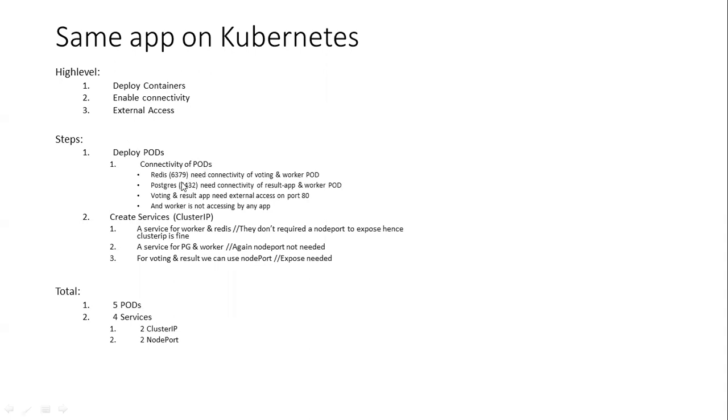For example, Redis has a port number. We need connectivity of voting to a worker pod. Postgres needs connectivity to the result app. So this is the input one, and this is the output one. And voting and result app need external access on port 80. Yes, of course, because outside users need access. A node port is needed. And the worker is not accessed by any app. Yeah, that's true.